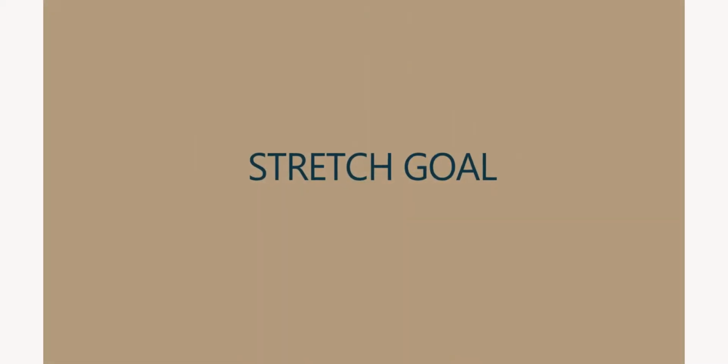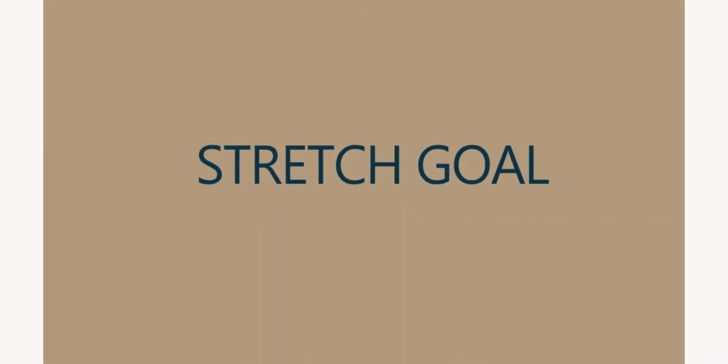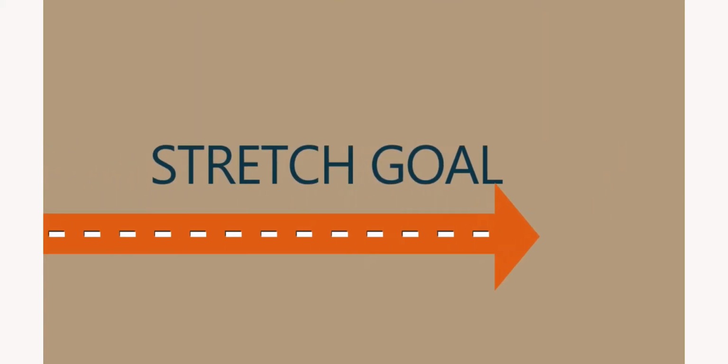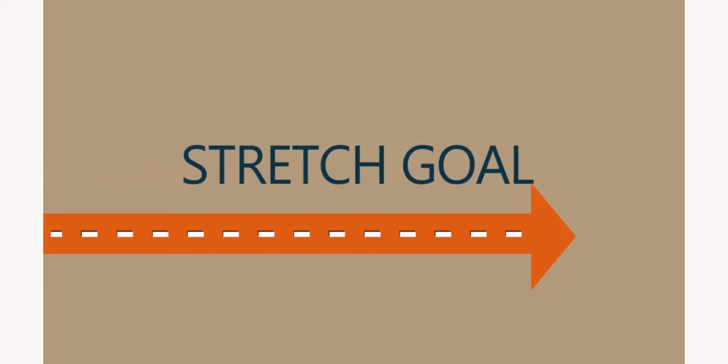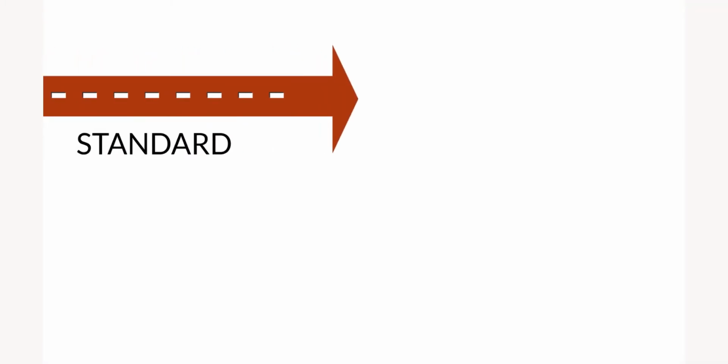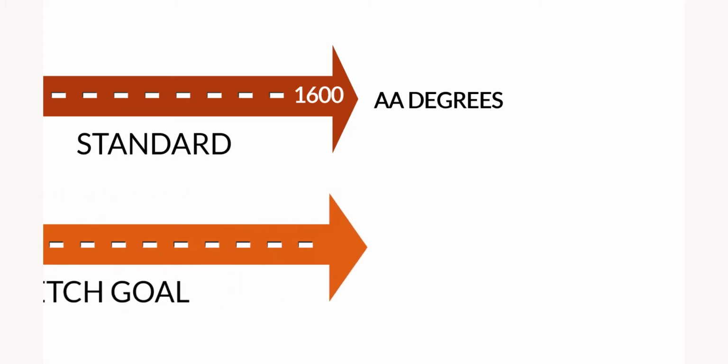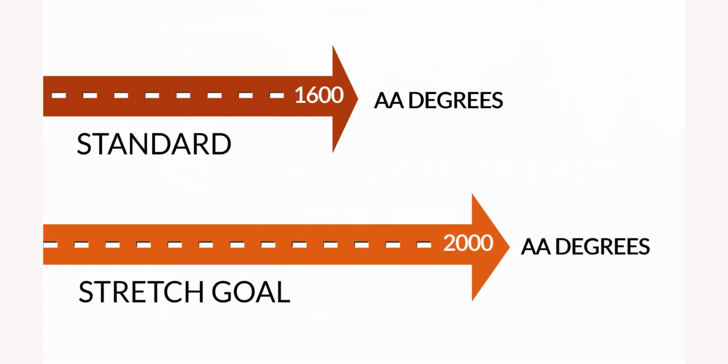As part of our annual reporting requirements for accreditation, we are also asked to report on our stretch goals for student achievements. A stretch goal is the value or level of student outcome we seek to achieve. For example, our current institution set standard for our annual count of AA degrees is 1,600, because that would be the minimum acceptable level. At the same time, our stretch goal is 2,000, because that is the level we hope to achieve.